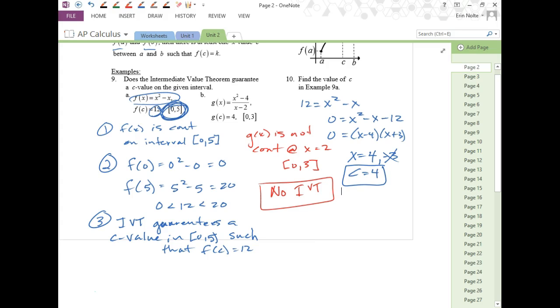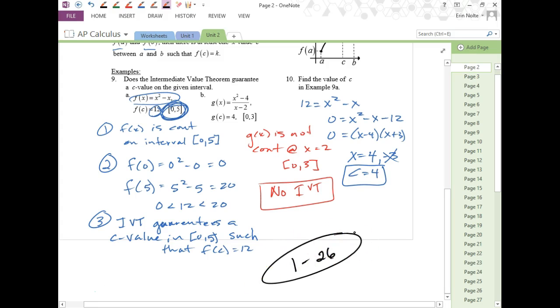Okay. All right, so this is what we're going to do. I'm going to give you the assignment. I want you to go 1 through 26. Those are your problems that I want you to do for Friday.